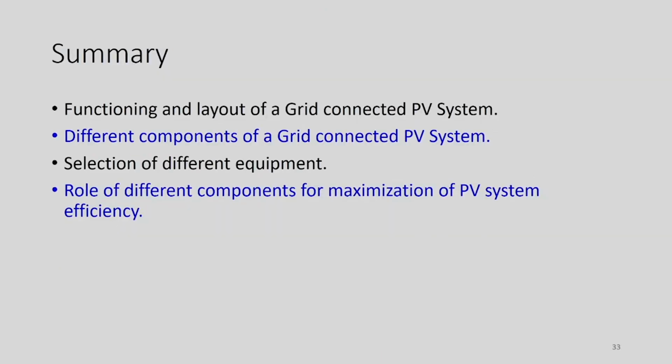So, we can summarize what we have discussed today. Primarily, we have discussed the functioning and layout of the grid connected PV system, and then we have understood the different components of a grid connected PV system, then how these can be selected, and the role of different components in maximizing PV system efficiency. I hope that you understand the things very clearly, and maybe in the next class we will study more on design aspects of the grid connected PV system.